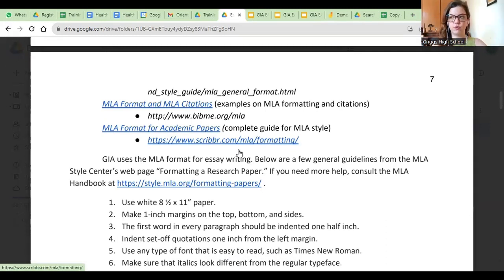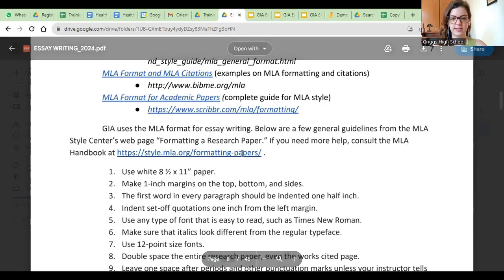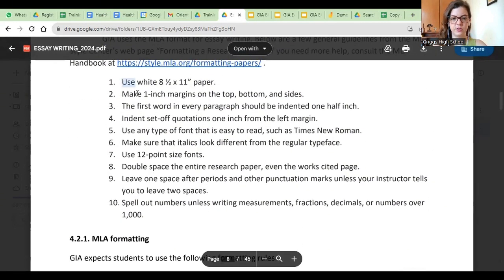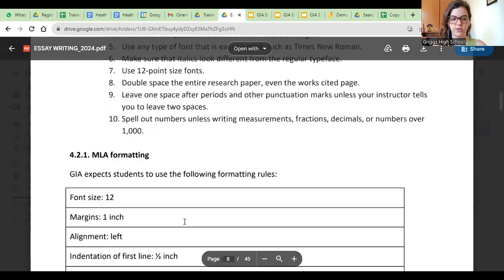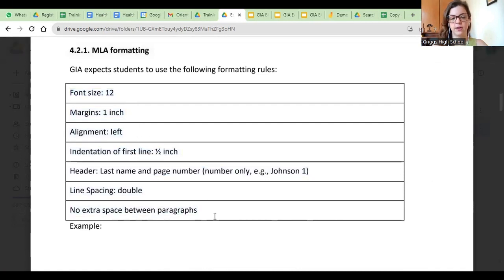You should show this to your students. Also, give them access to these websites. Teach them how the formatting is. So you have here all these specifications in this table as well. Font size, inch, alignments, everything.